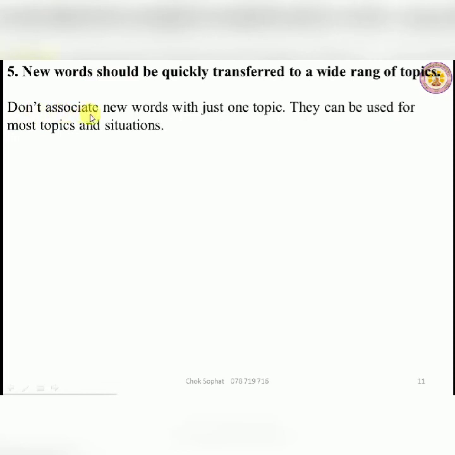Then, do not associate a new word with only one topic. They can be used for most topics and situations. So you can provide samples with different topics and different situations, so your students will understand how to apply that in all four skills. They understand how to use the word that you are teaching them.